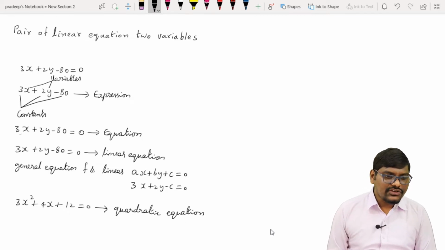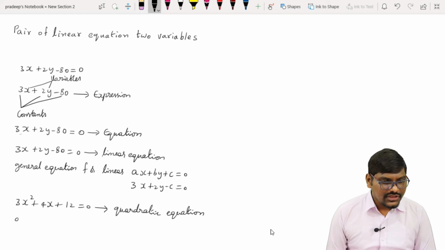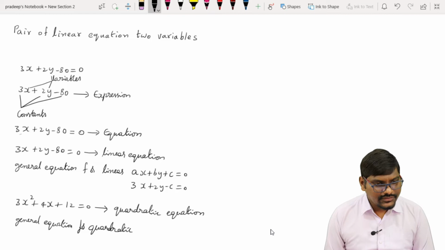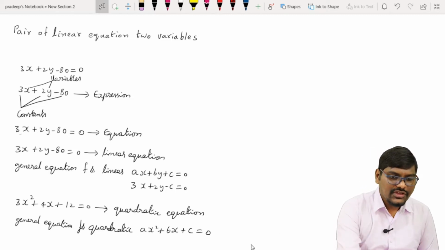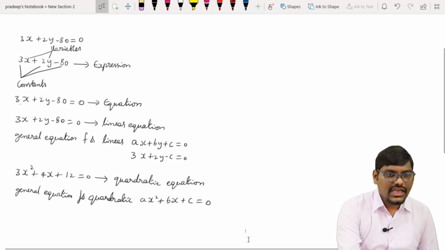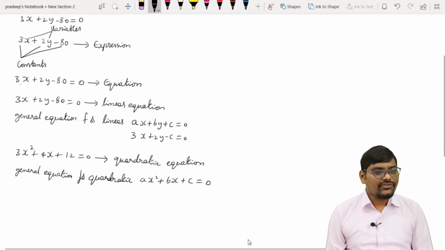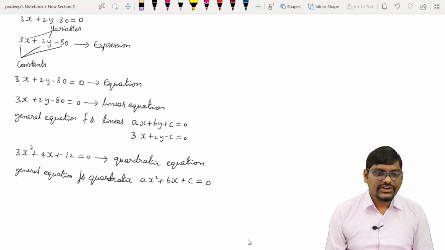So the quadratic equation is represented with a general equation for quadratic. The general equation is ax square plus bx plus c equal to 0. This is the general equation. I hope this is very clear to you. So now we have got two different types of equations. One is a linear equation, the other is a quadratic equation.